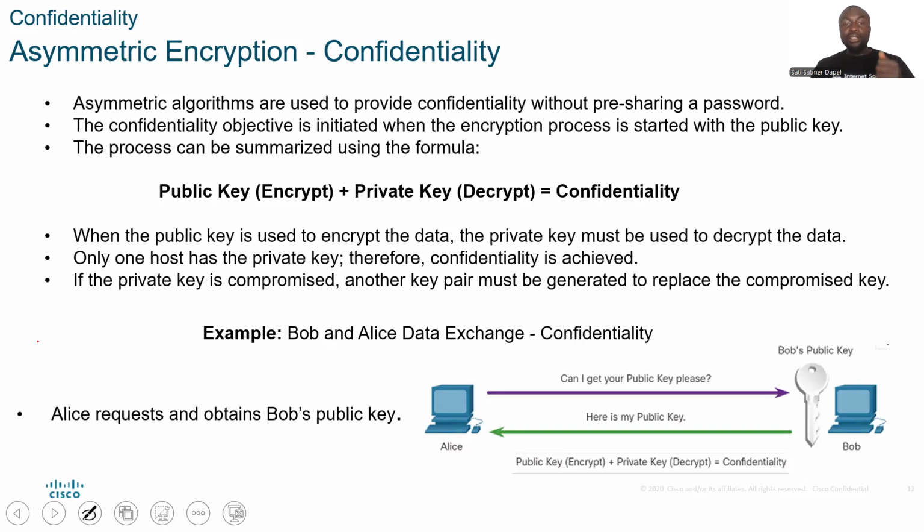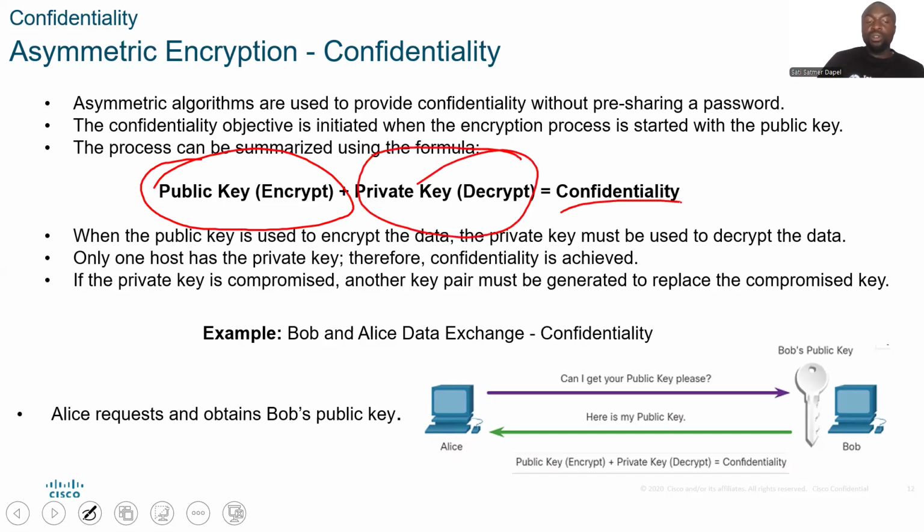Asymmetric algorithms are used to provide confidentiality without a pre-shared key or password. The confidentiality objective is initiated when the encryption process is started with a public key. The process can be summarized using this formula. So how does it work? You have your public key, which is to encrypt. You have your private key, which is to decrypt. That gives you confidentiality.